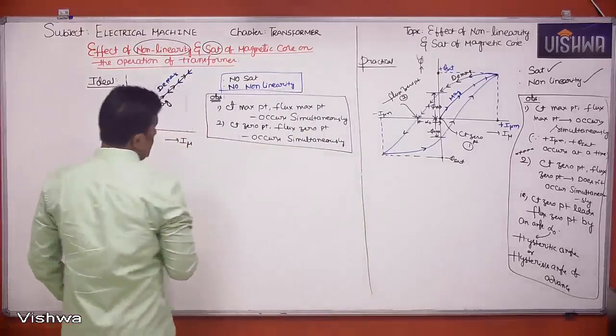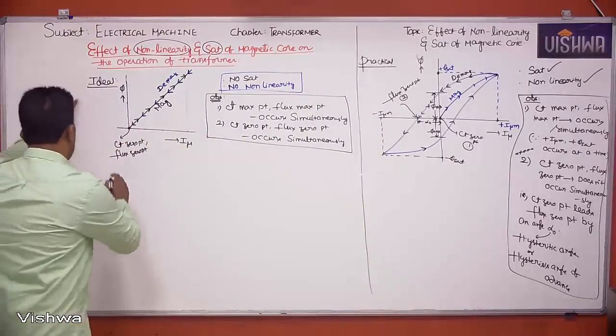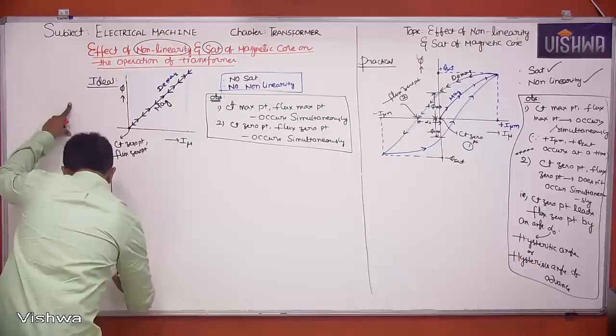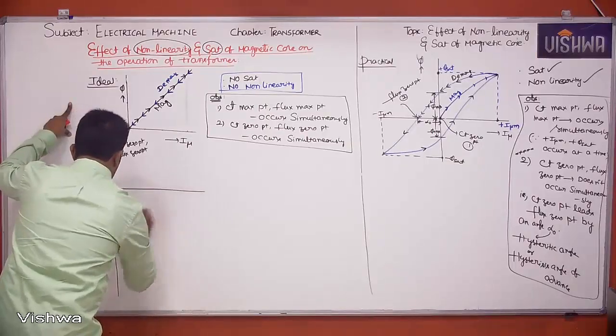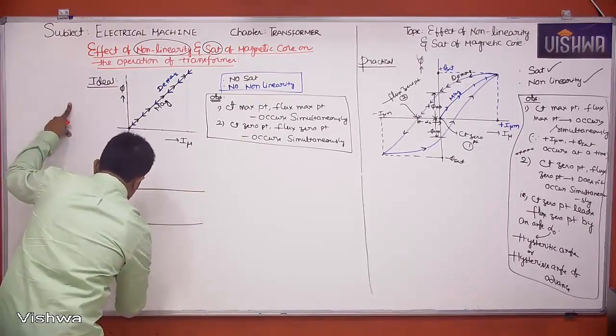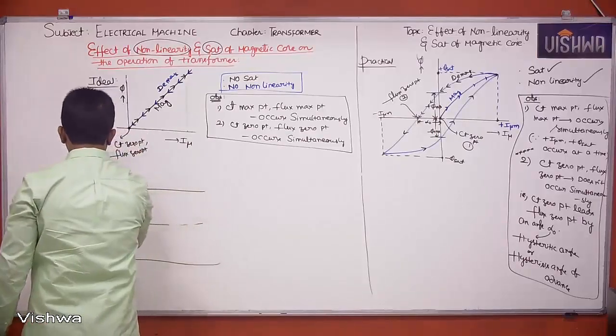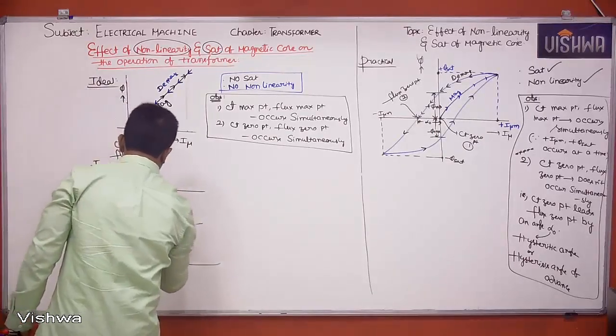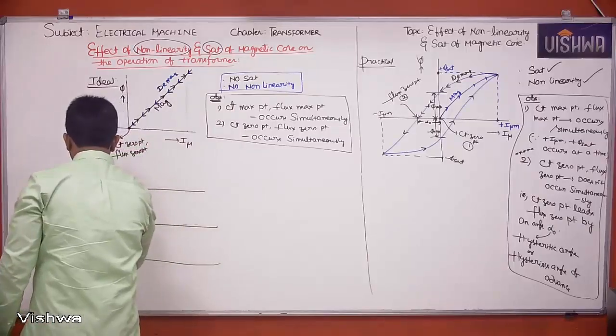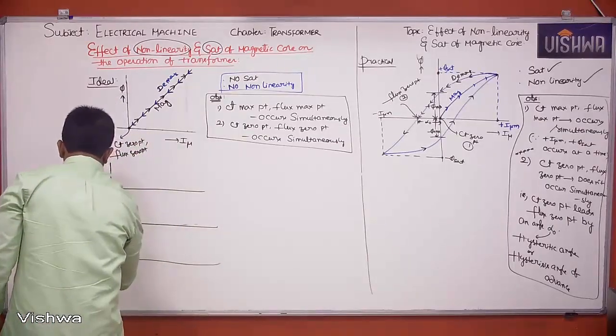Now I'll ask a simple question. Ideally or practically, guys, here we want some waveforms. Please try to see. This is the shape of your first one. I'll take I mu, the second one I'll take flux, and the third one I'll take EMF.